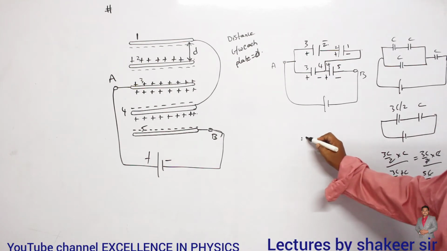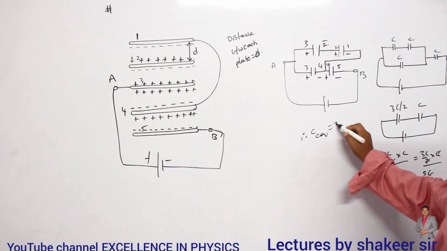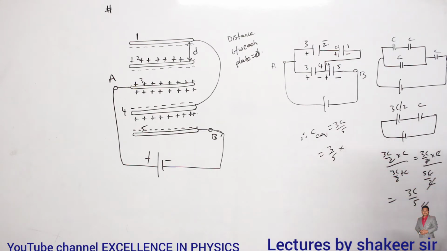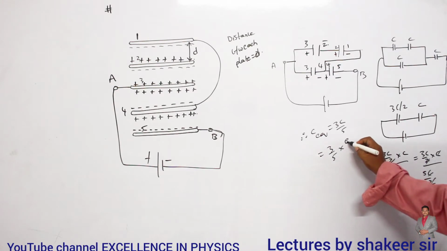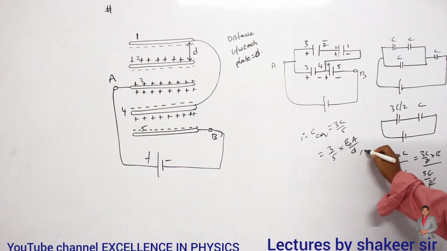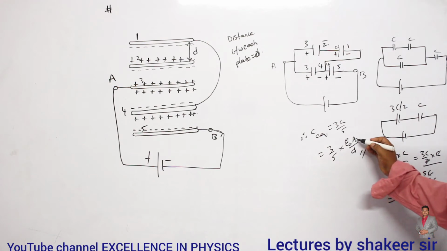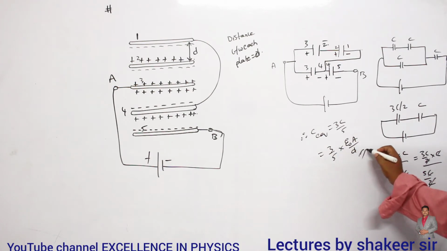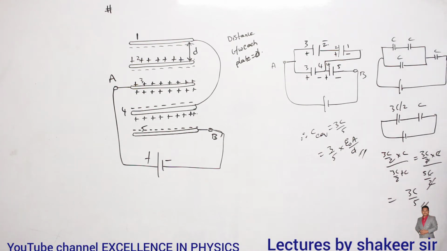Clear? So therefore C equivalent is how much? 3C divided by 5, or I can write 3 by 5 into the capacitance of each capacitor. How much is that? It is epsilon naught A divided by D. That's all, no? Because the area of the plates is A, and the distance between the plates is D. So 3 by 5 epsilon naught A divided by D will be my required equivalent capacitance. Okay, that's all.